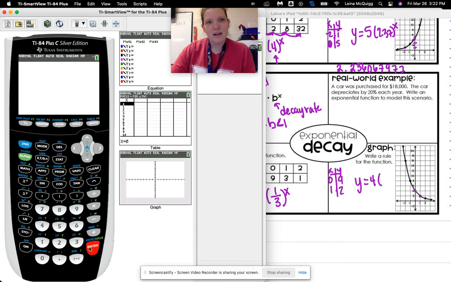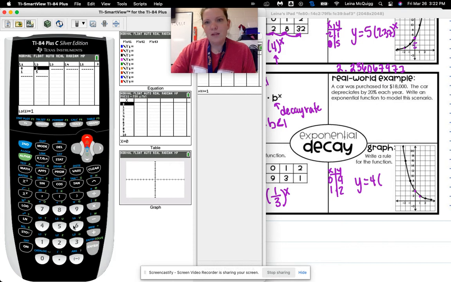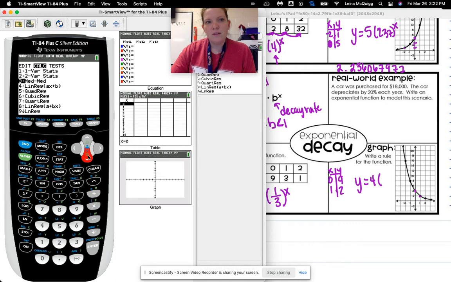So I'm going to do stat edit. I'm going to come over here and I'm going to do 0, enter, 1, enter. And over here, I'm going to do 4, enter, and 2, enter. We'll do stat, go to calc, come down to exponential regression, and come down to calculate.